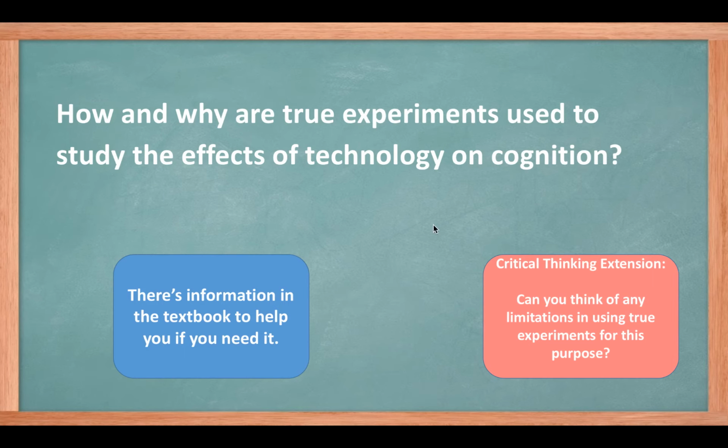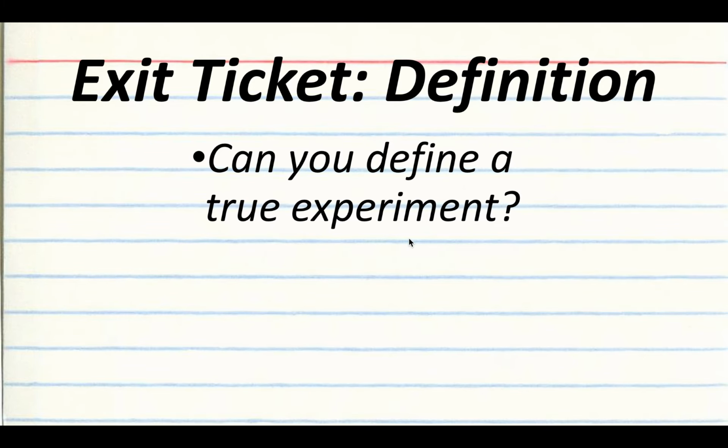All right, here's our guiding question. And then evaluation. Can they think of any limitations in using true experiments? I would say one of the key limitations is that all of these true experiments typically look at the short-term effects. And so that's where we're going to get into the benefit of using correlational studies.